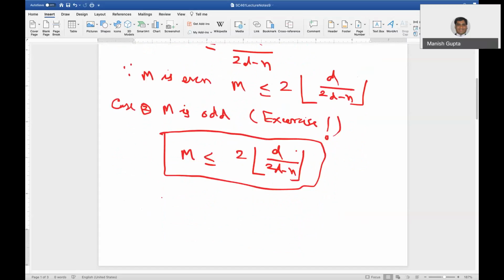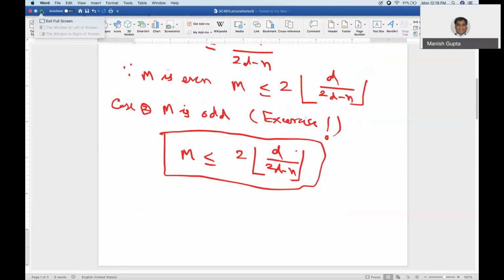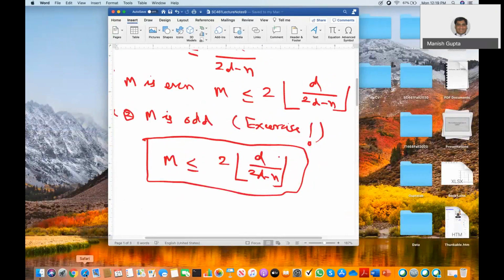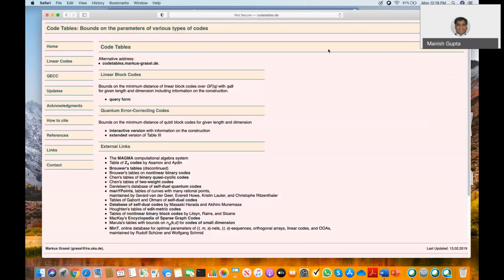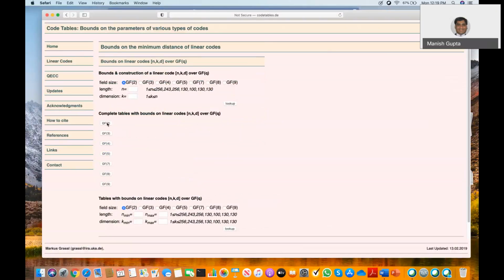Now, I would like to show you some tables which are made between length, dimension, and minimum distance, and these are really interesting tables. This is a website, codetables.de, and you can see that here you go to the linear codes, and I can show you, say, binary codes. Look at this table, it is for binary codes.